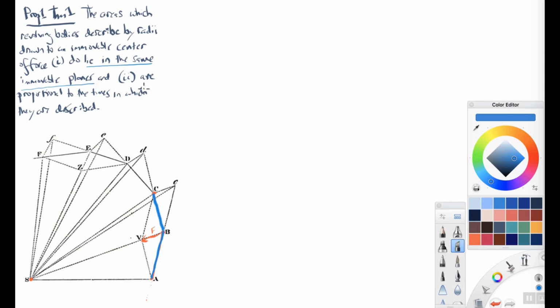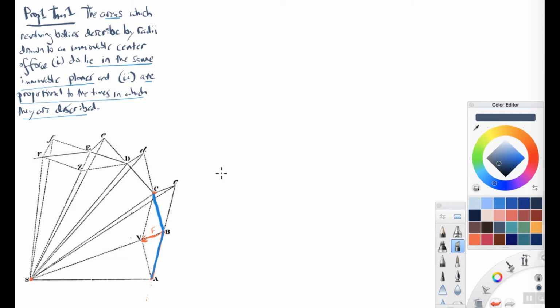Okay. Now, secondly, and this is what I'm going to focus on right now, is that these areas, for instance, SAB and SBC, are proportional to the times in which they are described. That's what I want to talk about right now. Okay? So let's go through Newton's explanation of this.